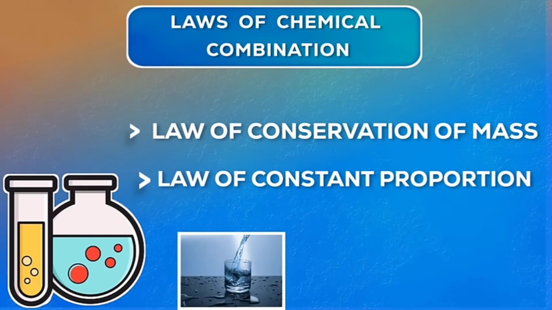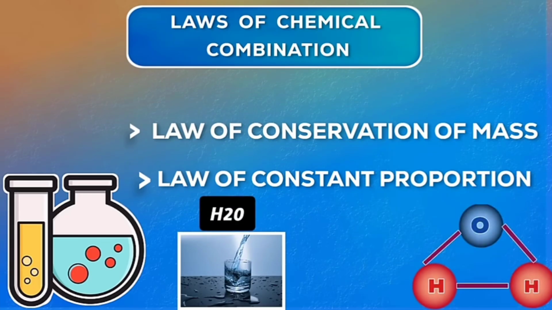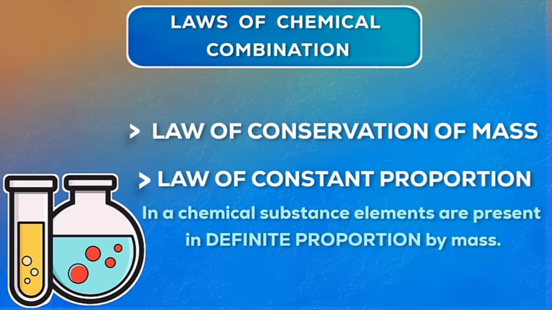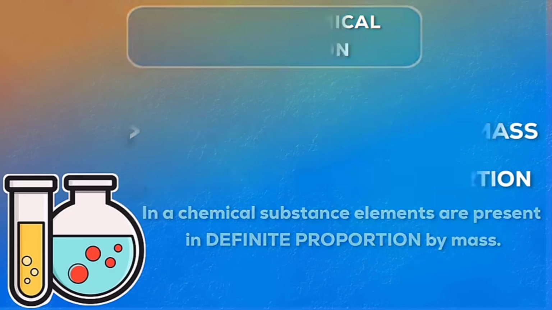Consider another example. To form the compound of water, we need hydrogen and oxygen atoms. This law states that one molecule of water contains 2 hydrogen atoms and 1 oxygen atom, which are found in the ratio 1:8. We call this fixed ratio H2O, meaning water. This means that in a chemical substance, the elements are always present in a definite proportion by mass. This is the law of constant proportion.